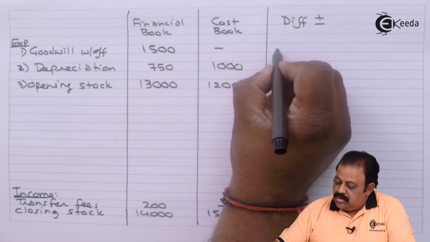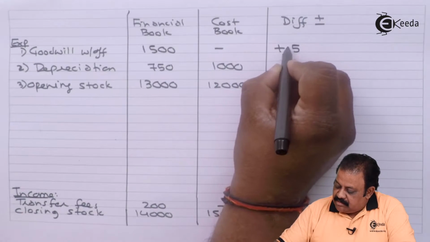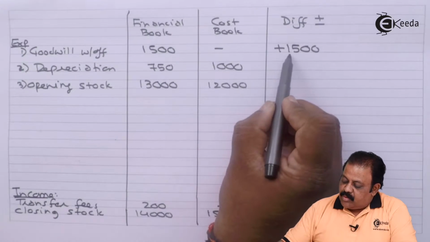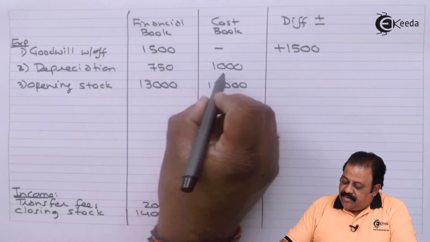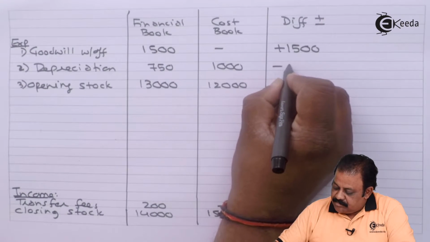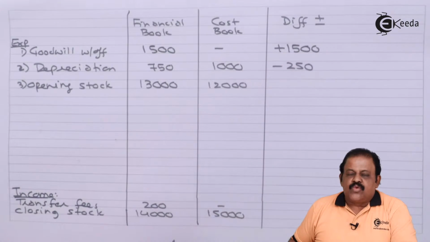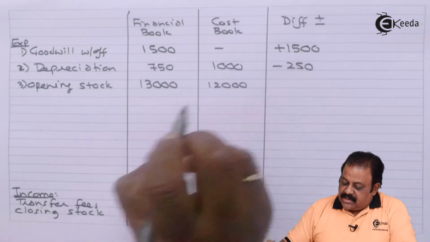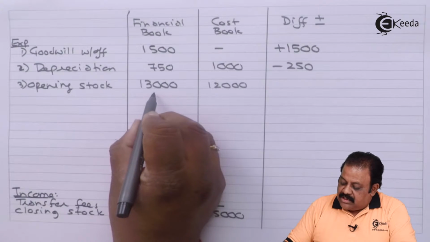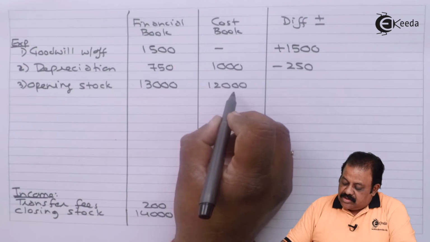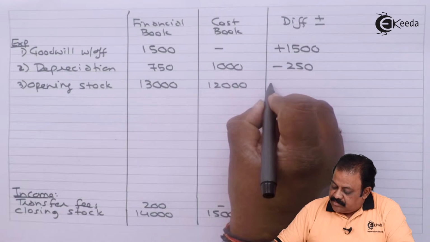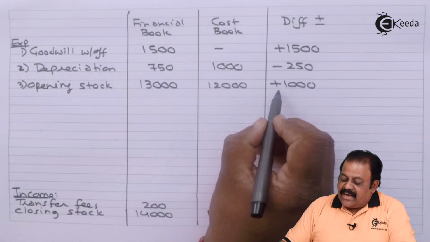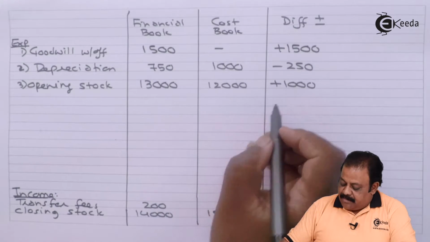1,500 minus 0, it will be plus 1,500. It means in profit reconciliation statement, we are required to add this amount. Depreciation 750 minus 1,000 is minus 250. In profit reconciliation statement, we are required to deduct this amount. Opening stock 13,000, 12,000. Difference 1,000. We are required to add this amount in profit reconciliation statement.